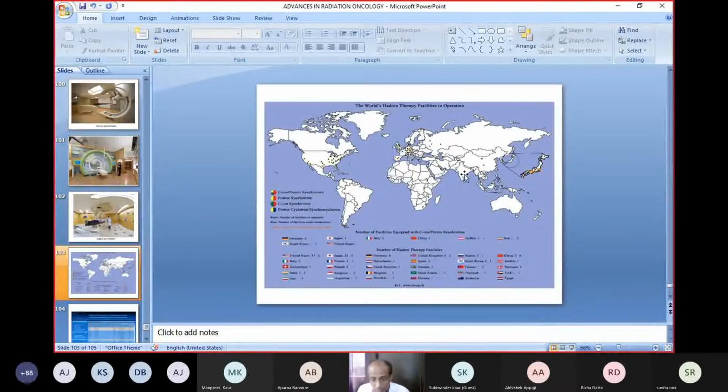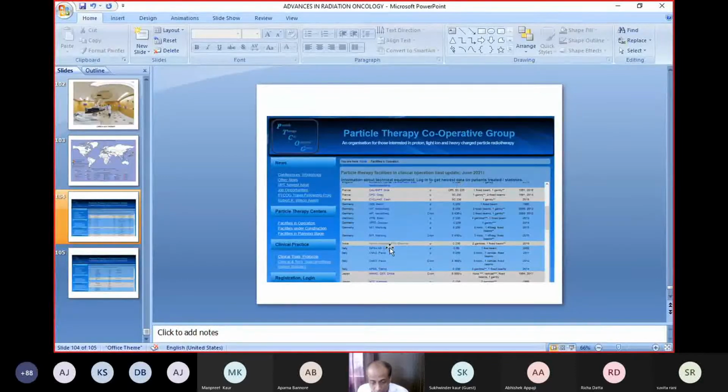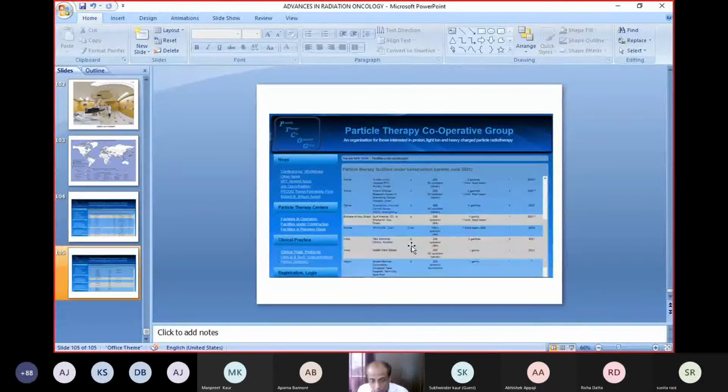So this is the world map where proton and carbon ion therapies are available. You can see much of the US and the majority in Japan where carbon ion and proton are available. The rest of the countries don't have much equipment. In India, you can see one in Chennai, the Apollo Proton Center, and these are the centers planned to come up. Like our Tata Memorial Hospital, Bombay is also getting a proton center. It is under construction, and maybe in another 1 year it will be starting.